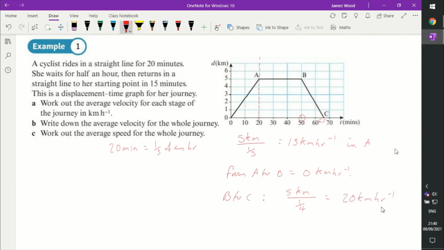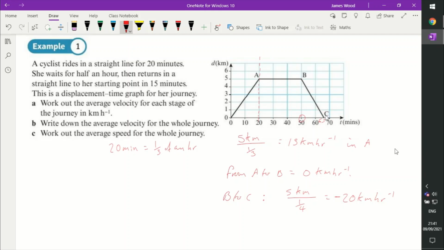And it does ask for a velocity. So the velocity has to have direction, and if they're coming back towards the start point, then we could call this minus 20 kilometers per hour. And that makes sense in terms of the gradient too, because the first section had a positive gradient, it went upwards from left to right, whereas B to C has a negative gradient, it goes downwards from left to right.